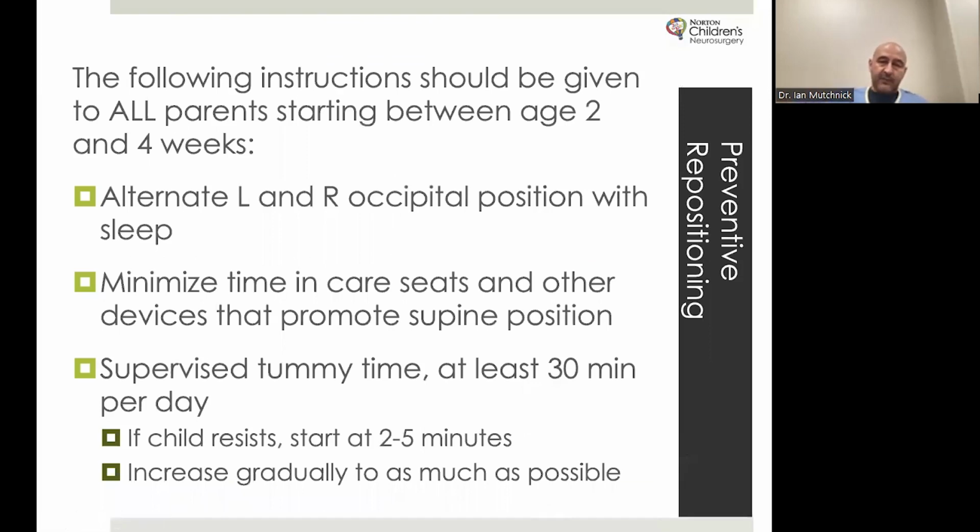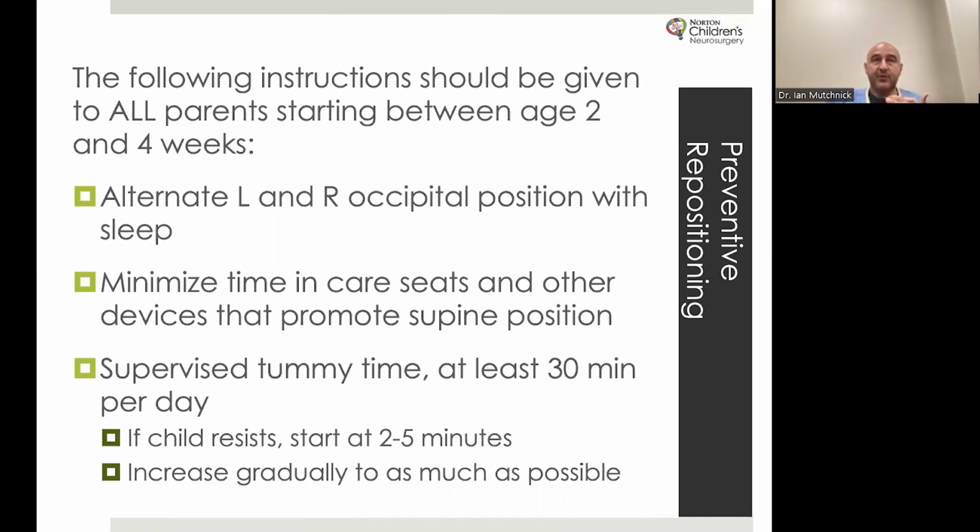So what is preventive repositioning? Here's a set of instructions that can be given to all parents. There should have been a PDF given to everybody as part of this lecture. That PDF has a high resolution copy of the handouts. All this information is in a handout. You can literally just copy it and give it to your patients.